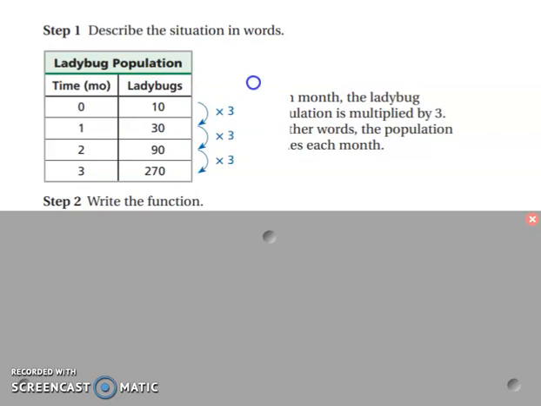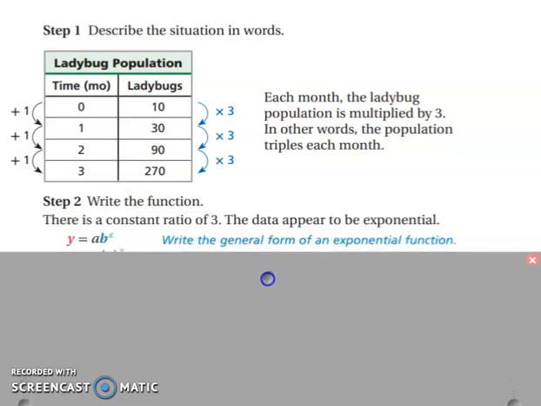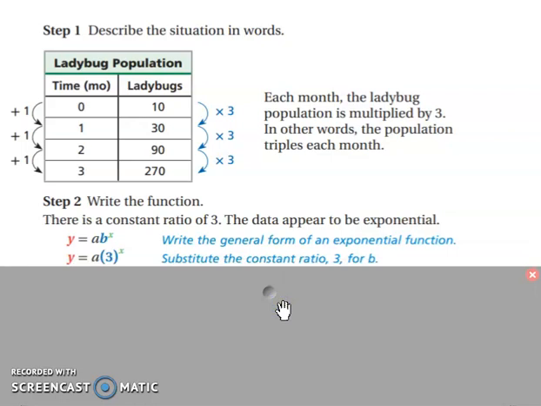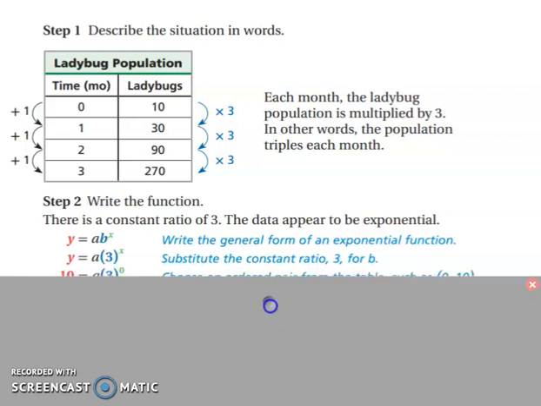We can look at that to see, oh, yeah, it's true. For every 1 month that passes, it triples, right? Now we want to write the function. In order to do that, we establish it's going to be exponential because our common ratio is 3. So we want to start out by writing our general form, y is equal to ab to the x. Remember, the x is only raised in the power of b. We want to substitute for the common ratio. Our common ratio is 3, so we plug that in for b. Now we have y is equal to a times 3 to the x.